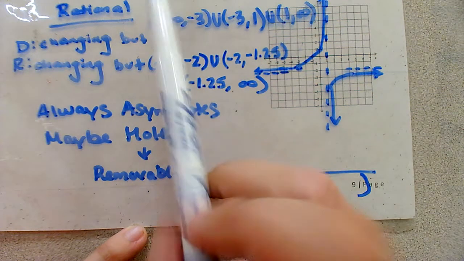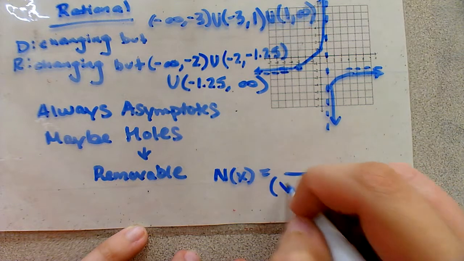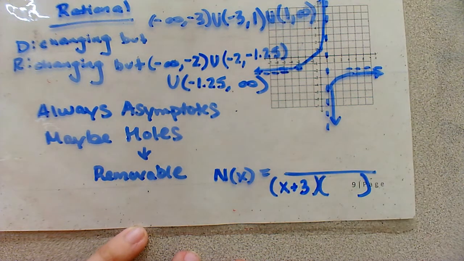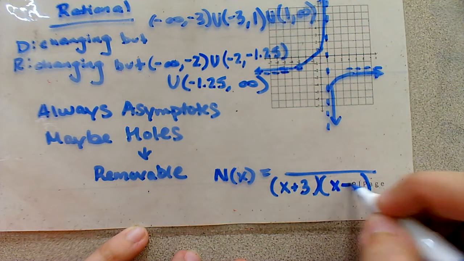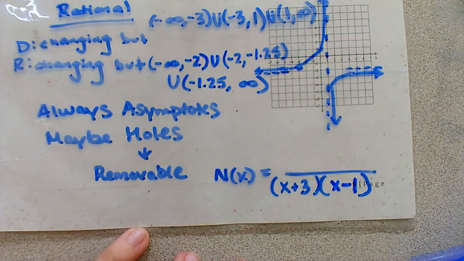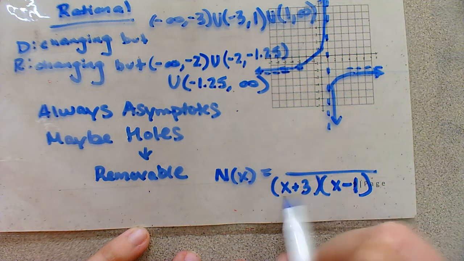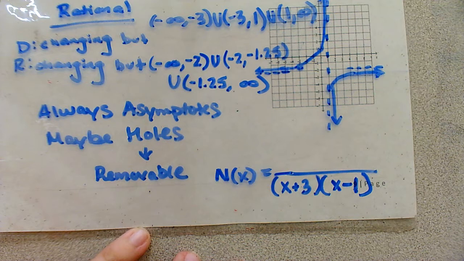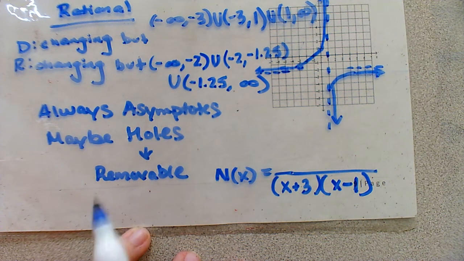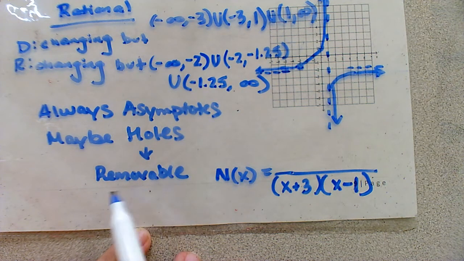If we have an undefined location at -3, the related factor would be +3. And very similarly, if we are undefined at 1, the related factor would be -1. So that's a good start, I would say, with those undefined locations. We know that those factors would be in the denominator because that's when a fraction is undefined, when the denominator is 0.